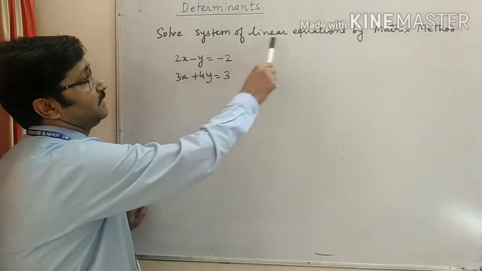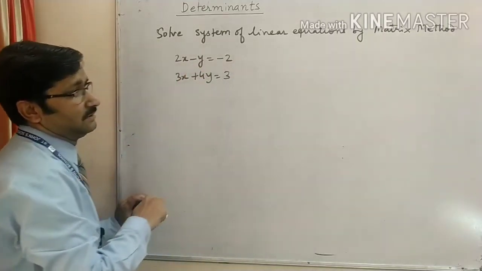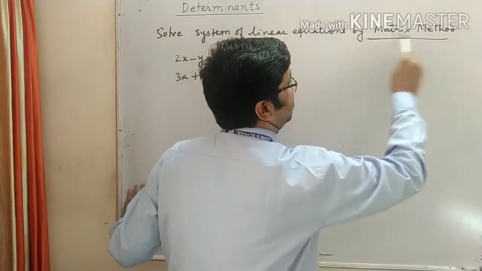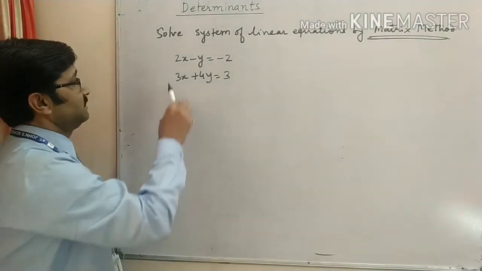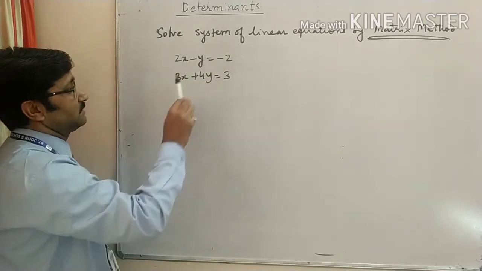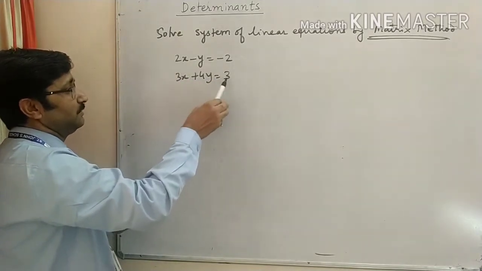Solve system of linear equations by matrix method. Now we will understand this matrix method. That is a very important method. Here the first equation is 2x minus y equal to minus 2, and the second is 3x plus 4y equal to 3.